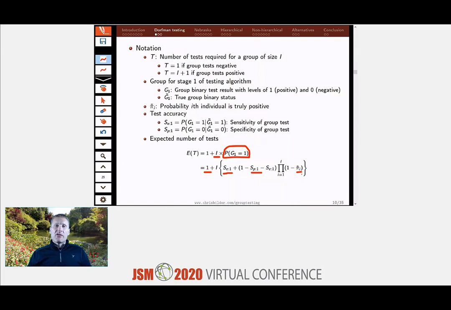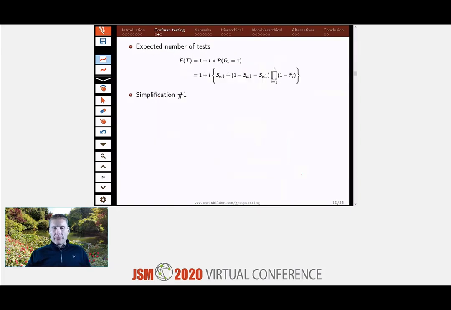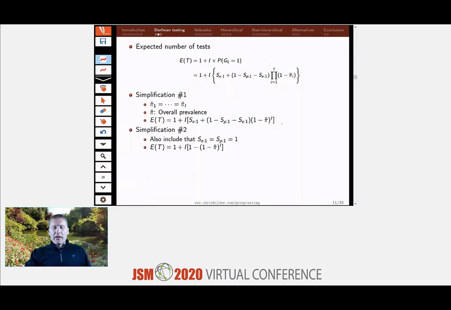Now, there's often a number of simplifications that one will see corresponding to this expression. First of all, maybe you don't have a way to get at the individual probability that a person's truly positive. Instead, you might have to work with an overall prevalence. In that particular case, we have a nice little simplification of our expression. We replace the probability that the group is truly negative with 1 minus pi tilde, where that's the overall prevalence, raised to the ith power. A second simplification that you see sometimes is the best case scenario, where the sensitivity and the specificity are set equal to 1.